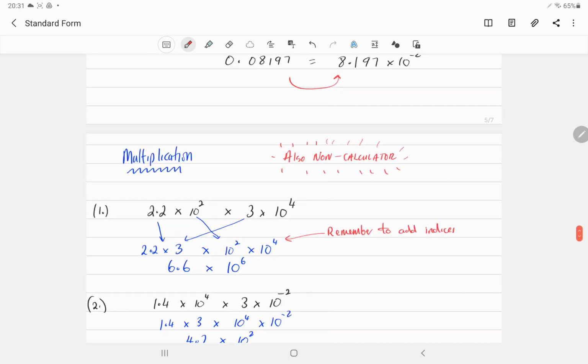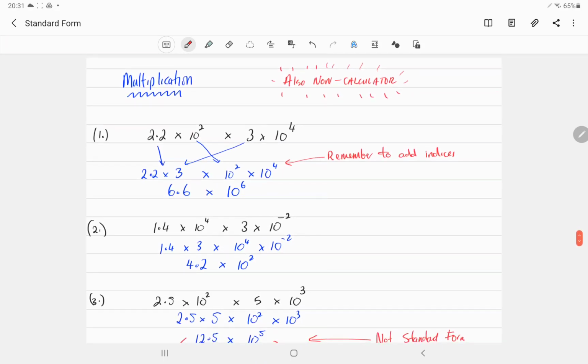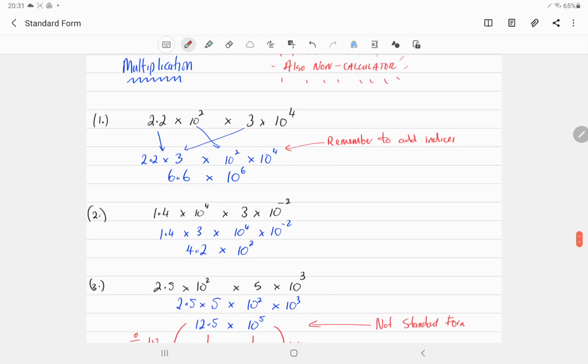Multiplication and division can also appear in non-calculator questions, so you need to be comfortable multiplying and dividing by decimals. So question 1 there, we have two standard forms being multiplied together. What we can do is, if you see that we'll have a multiplication here, here and here, we're essentially multiplying 4 things together. It doesn't matter what order you multiply those 4 things together. So just take your first parts, take your numbers 2.2 and 3, multiply them together. Take your powers of 10, multiply them together, and they will form our standard form answer.